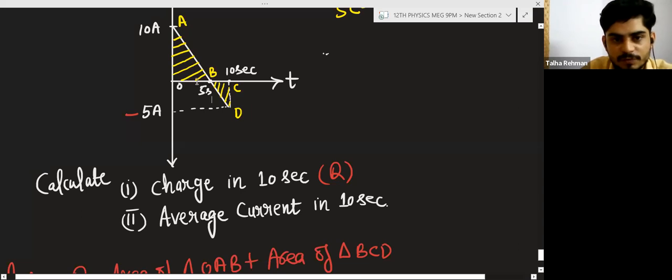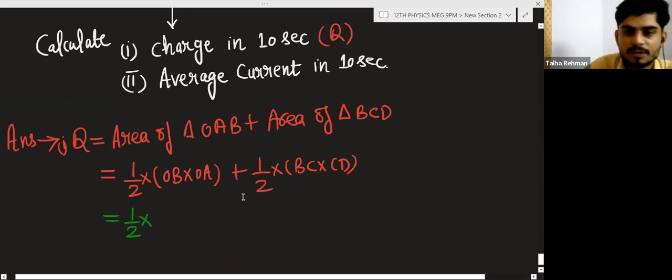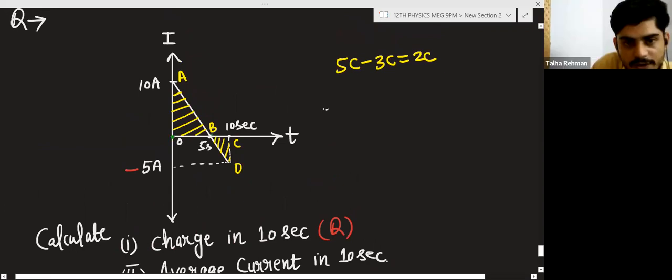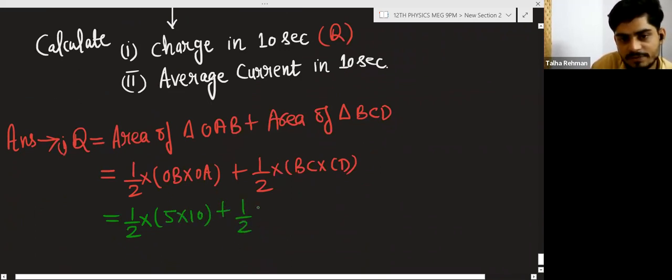OB is, what is the value of OB? This is OB, this is O, and this is B. This is 5 minus 0. This distance is 5. You will take this 5, and OA is 10. 5 into 10. OA is 10, OB is 5. We'll take 5 into 10 plus half.